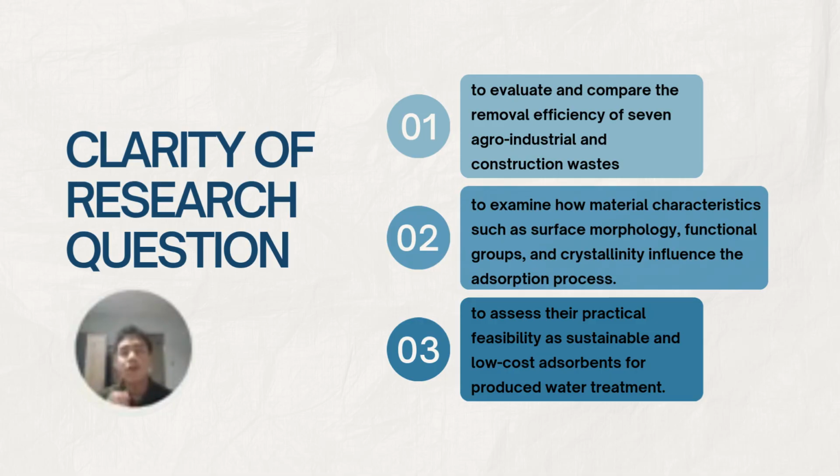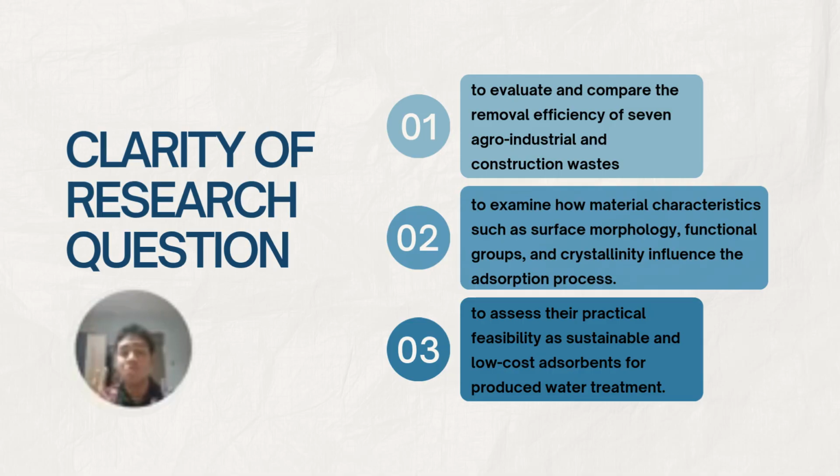Alright, so moving on to our critique of the paper's foundation, let's look at the clarity of the research question. One of the strongest aspects of this study is that the authors didn't leave the reader guessing. They explicitly defined a threefold objective right in the introduction, which set a very clear roadmap for their methodology. Right. So first, they want to evaluate and compare the removal efficiency of 7 specific agro-industrial and construction wastes.